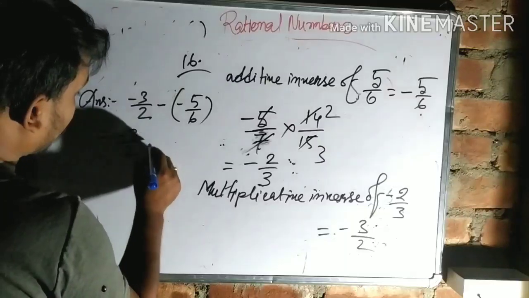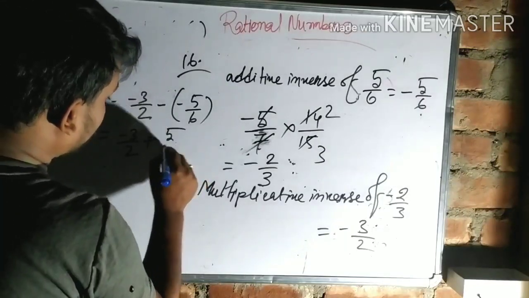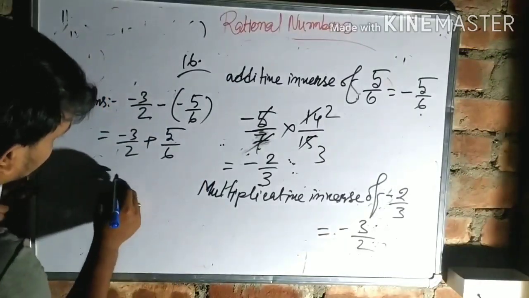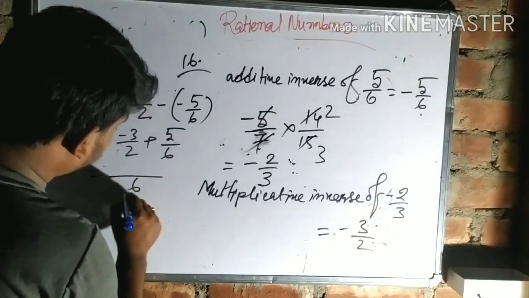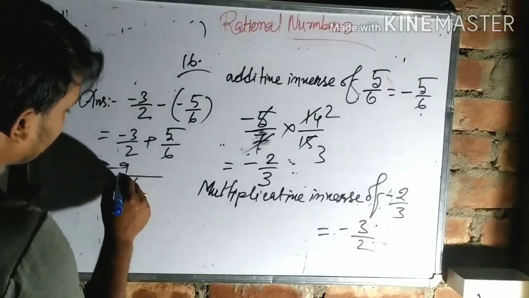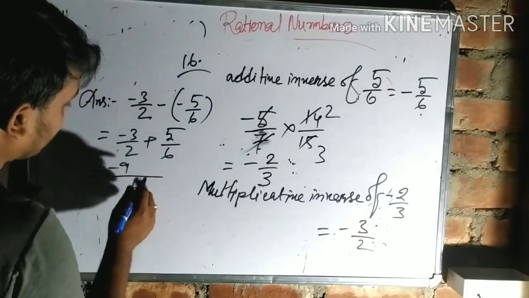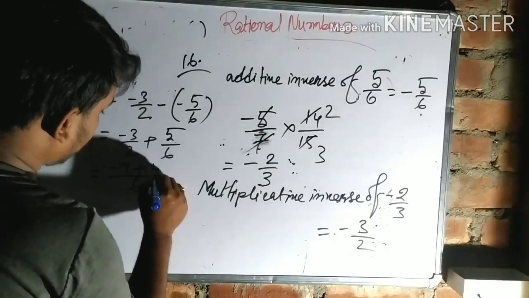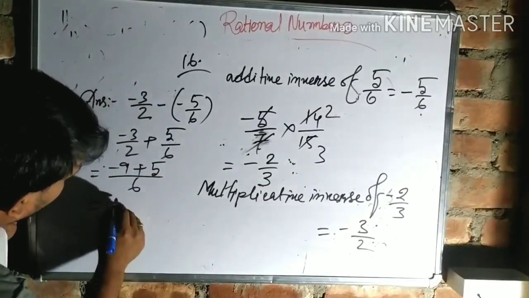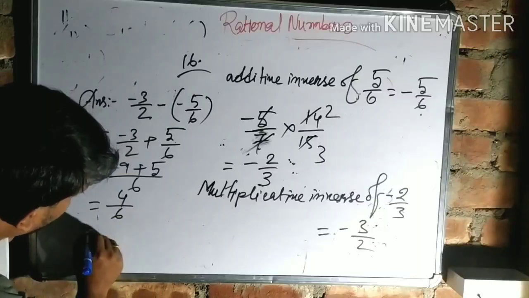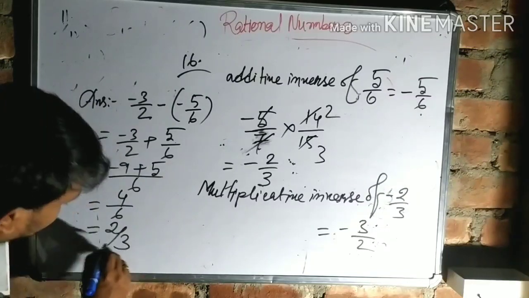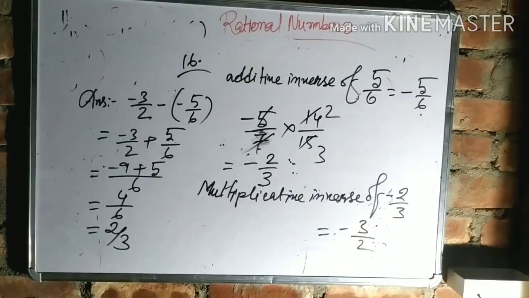Minus 3 by 2 minus minus becomes plus 5 by 6. And what is the LCM? 6. So minus 9 plus 5. So what is the value? Minus 4 by 6. So 2 by 3 is the answer. Okay.